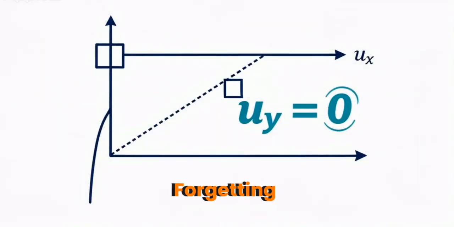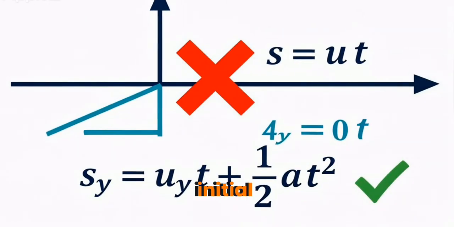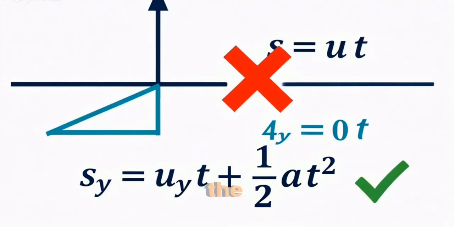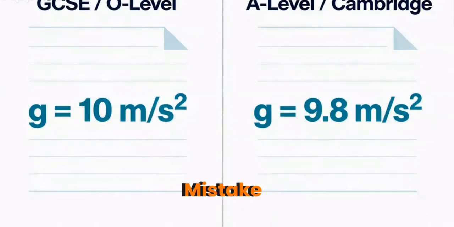Mistake 2. Forgetting initial vertical velocity is 0 for horizontal launch. If the object is launched horizontally, initial vertical velocity is always 0. Many students use the horizontal speed in vertical equations, which is wrong.